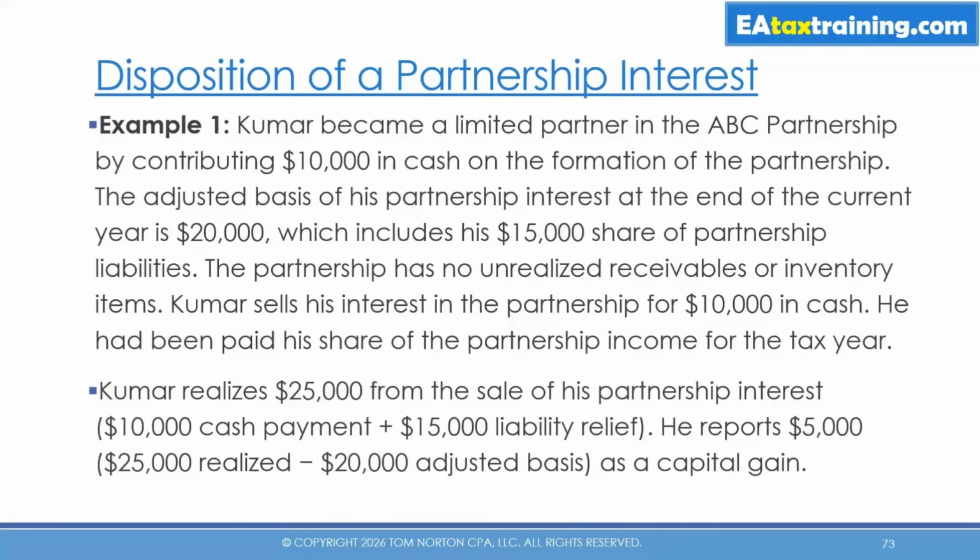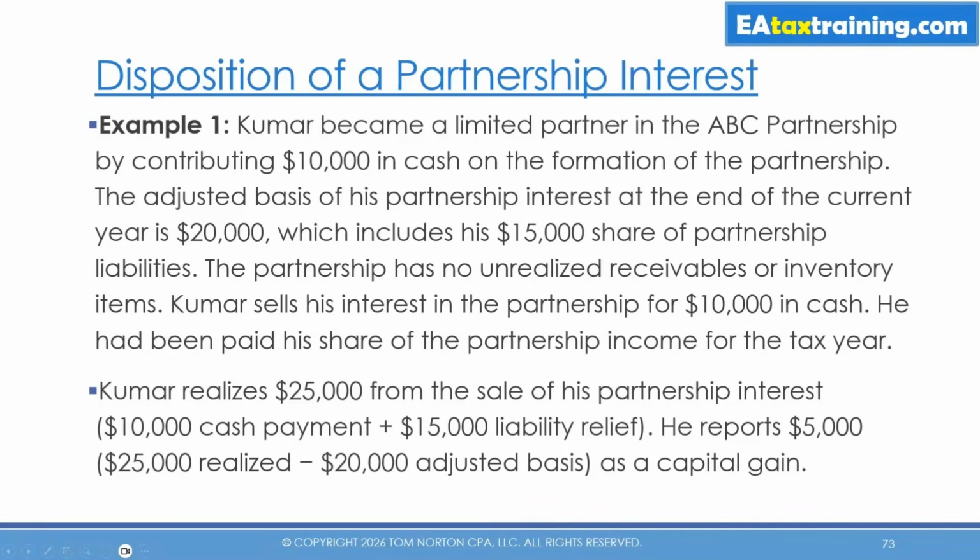So what happens? Kumar realizes $25,000 from the sale of the partnership interest. So he got $10,000 in cash, but he's also no longer on the hook for $15,000 of partnership liabilities. So he received, in effect, $25,000. So he's going to report a capital gain of $5,000. His adjusted basis was $20,000. He received $25,000. That is a $5,000 capital gain. Again, comes out of Publication 541.